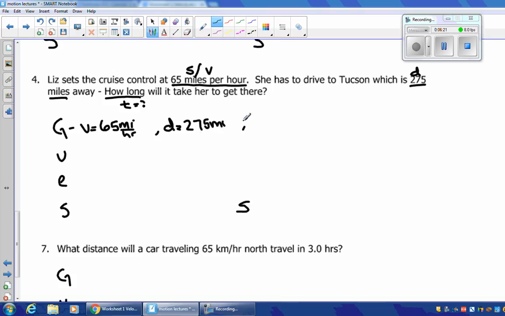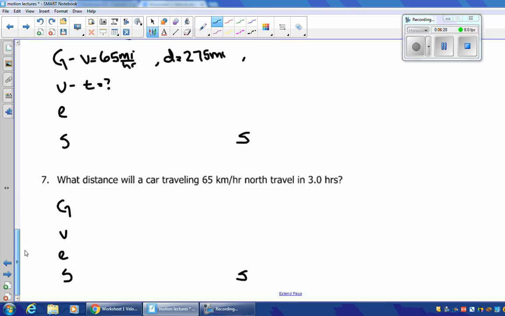Okay, and what else? Nothing, right? So what was our unknown? How long is time equals what? Okay, let's go down here. What is the distance? So what distance, question mark, is what equals our distance?